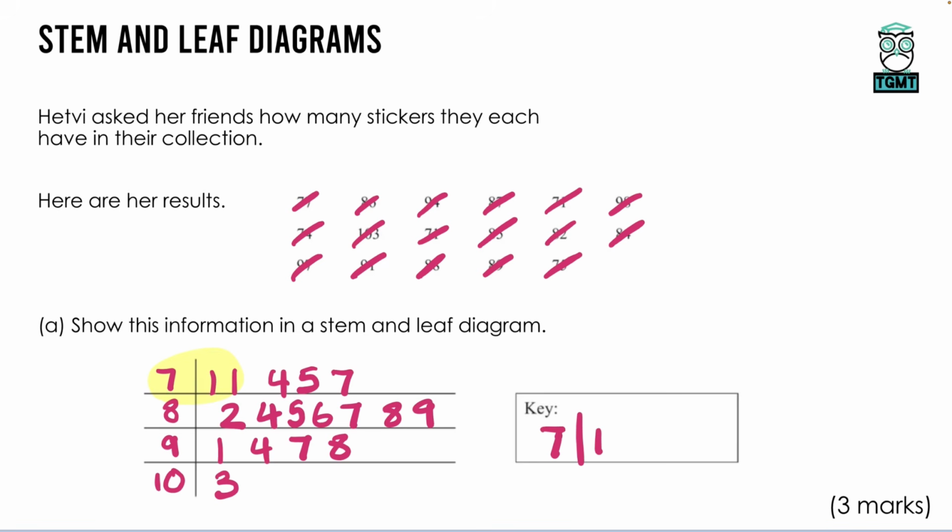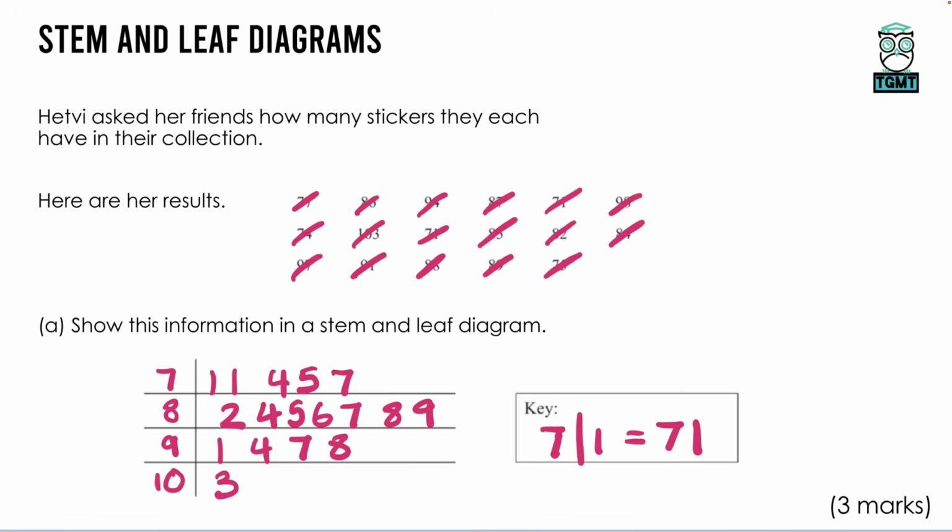Really, really important that we have a key. Without a key, the stem and leaf is kind of pointless, because that could be 7.1. It can also represent larger numbers, but in this case, it represents 71, and we have the key to show that. So there we go, that was a stem and leaf diagram.